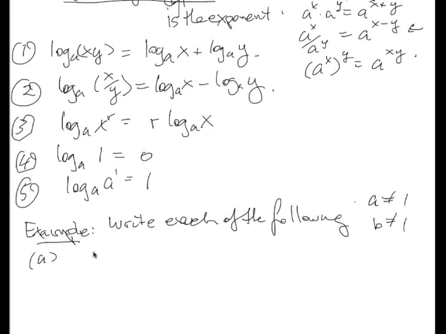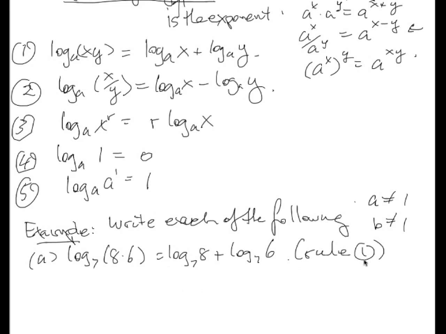Let's suppose I want to do the log in base 7 of 8 times 6. Well, this is log in base 7 of 8 plus the log in base 7 of 6, because that's our rule number 1. Okay. Part B, let's suppose I want to do the log in base 6 of 12 over 5. This would be log in base 6 of 12 minus log in base 6 of 5.